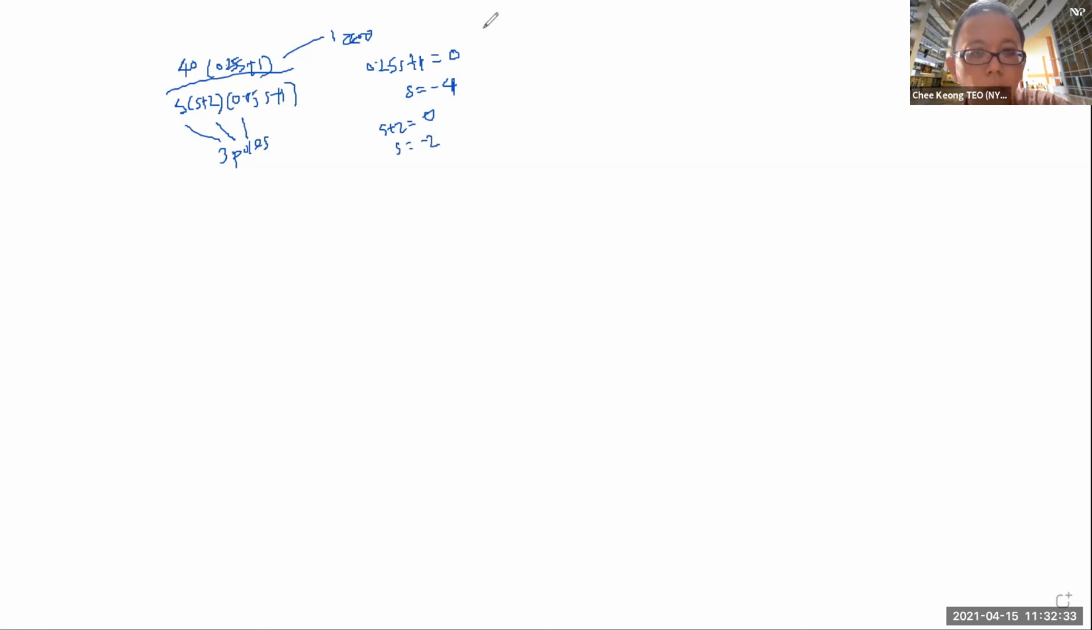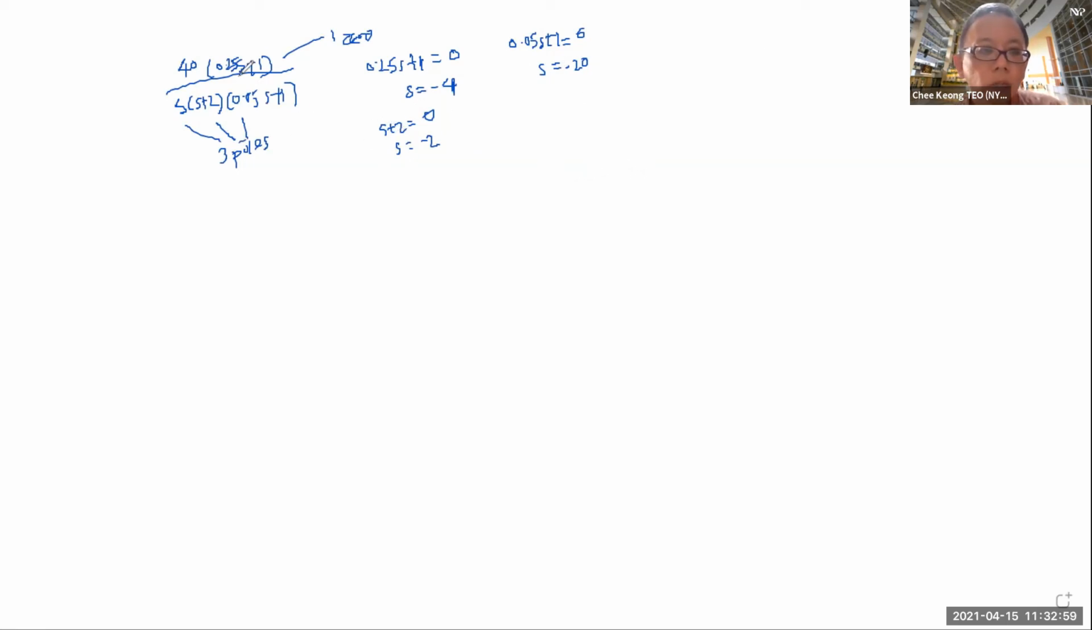And then this one is 0.05 s plus 1 equals to 0. That means s must be equal to minus 20, right? 1 divided by 0.05 is 20. So basically, you have all your poles down here, right?